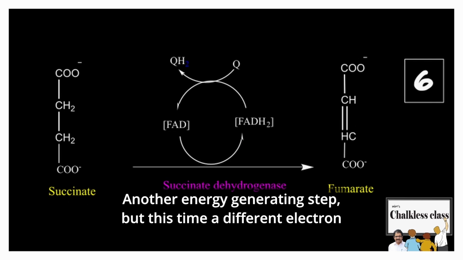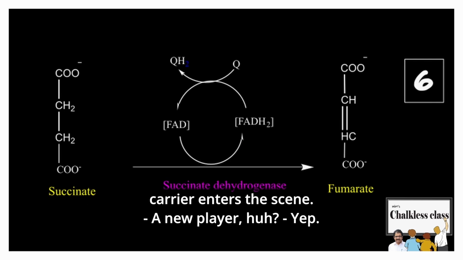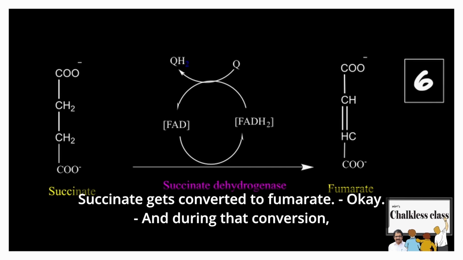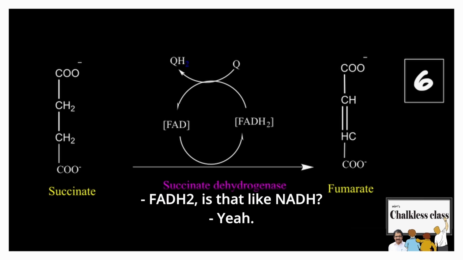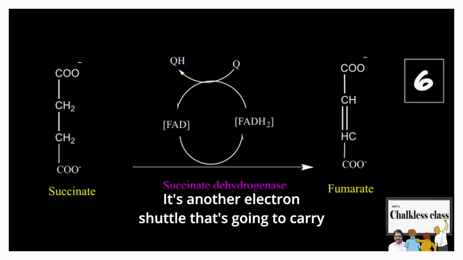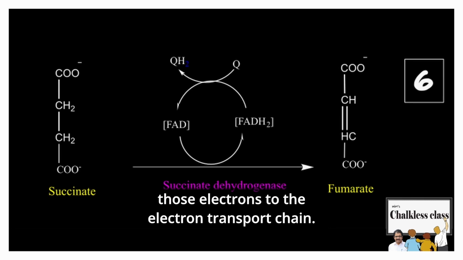Step 6. Another energy-generating step, but this time a different electron carrier enters the scene. The new player, huh? Yep. Succinate gets converted to fumarate. Okay. And during that conversion, a molecule called FAD+ picks up the electrons and becomes FADH2. FADH2, is that like NADH? Yeah, it's another electron shuttle. It's going to carry those electrons to the electron transport chain.